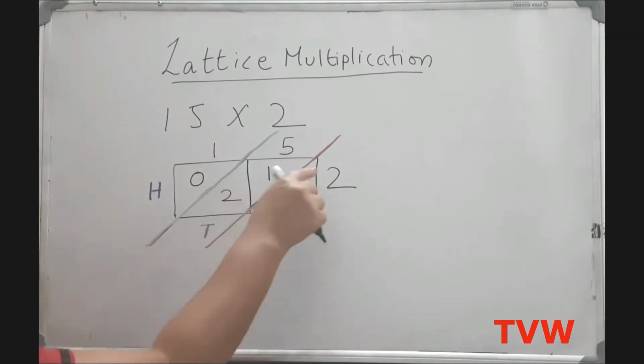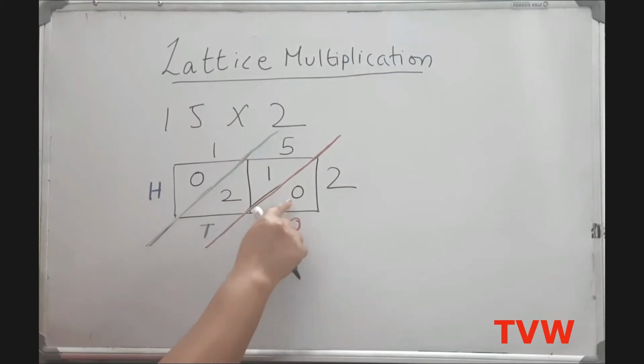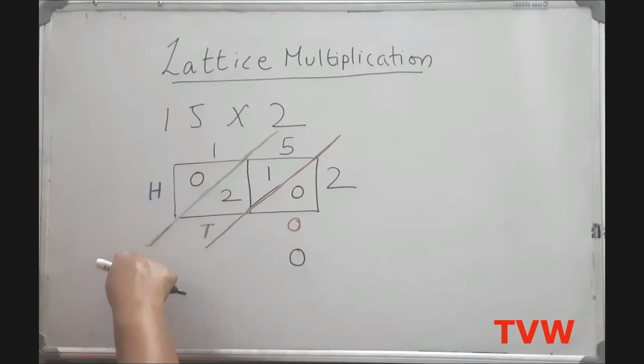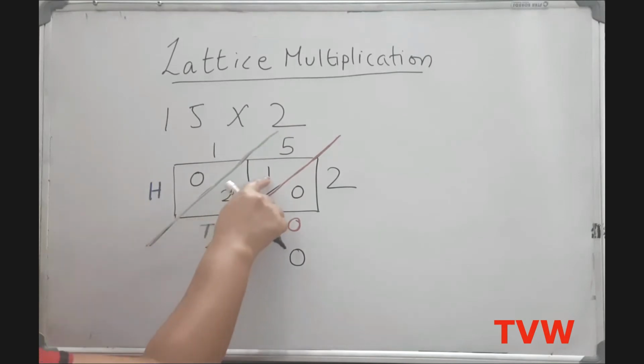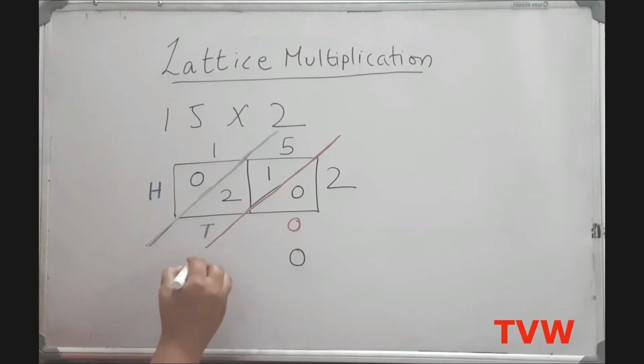Now I am supposed to add. Whatever is below the red line is in the ones place. There is only 0, so put a 0. Whatever is below the green line, 2 and 1, you should add the 2 and 1. 2 plus 1 is 3. So 3 goes in the tens place.